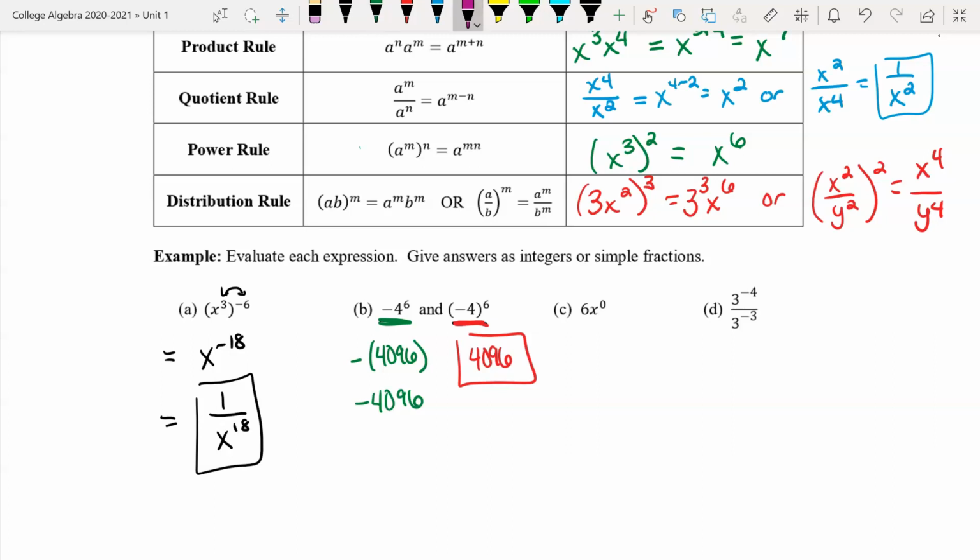This one, also be careful of. Notice the x to the 0. Anything to the 0 power is 1, but that means 6 times 1, because it is 6 times x to the 0, which would be 6.